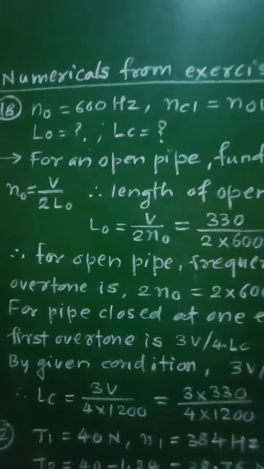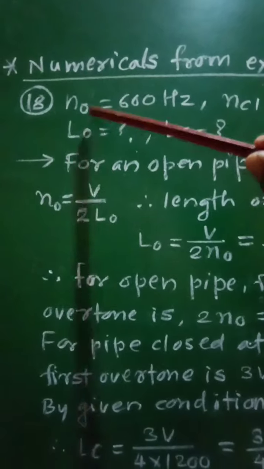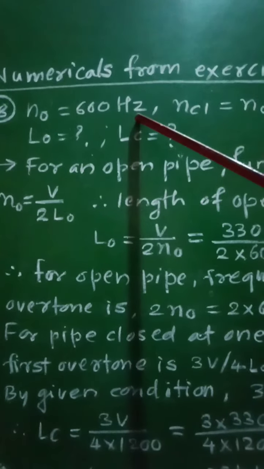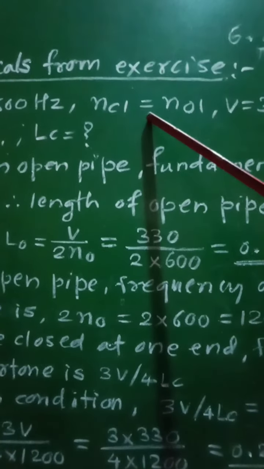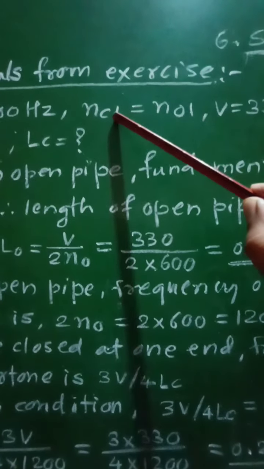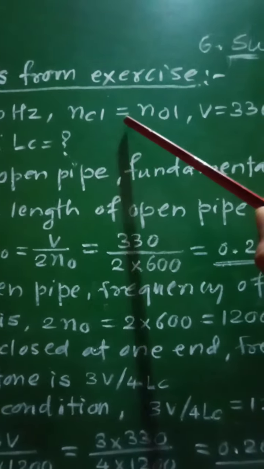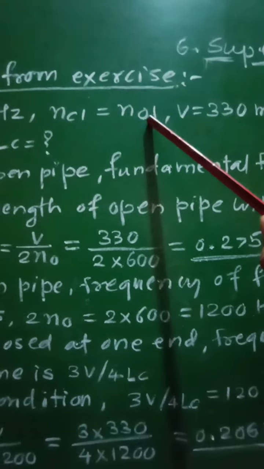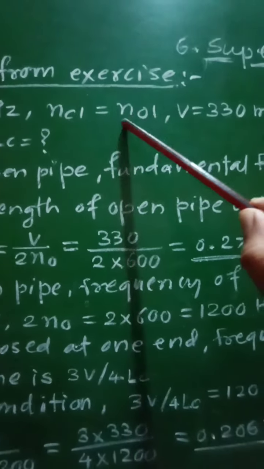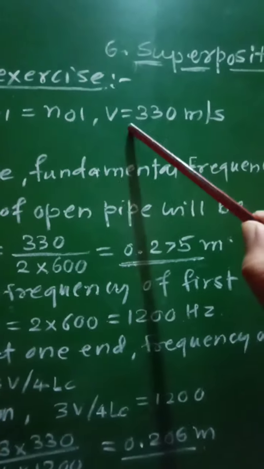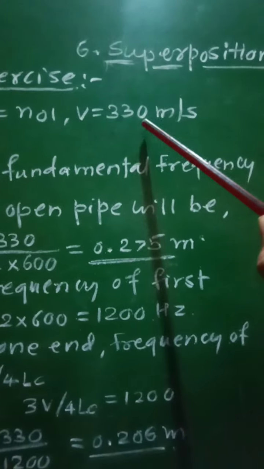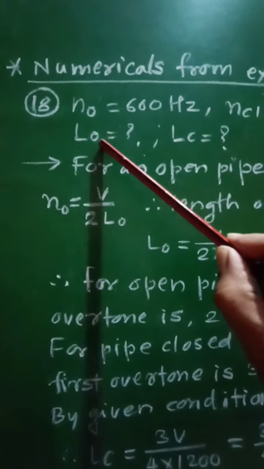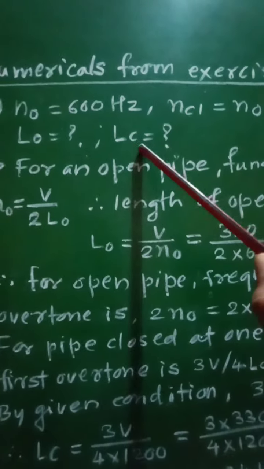So, in this case, the given data is the fundamental frequency for the open pipe, NO, equal to 600 Hz. Then the given condition is that the frequency of the first overtone in the closed pipe is equal to the frequency of the first overtone for the open pipe, that is NC1 equals NO1. Velocity of sound v is equal to 330 meter per second. And then we have to find the length of the open pipe LO and the length of the closed pipe LC.